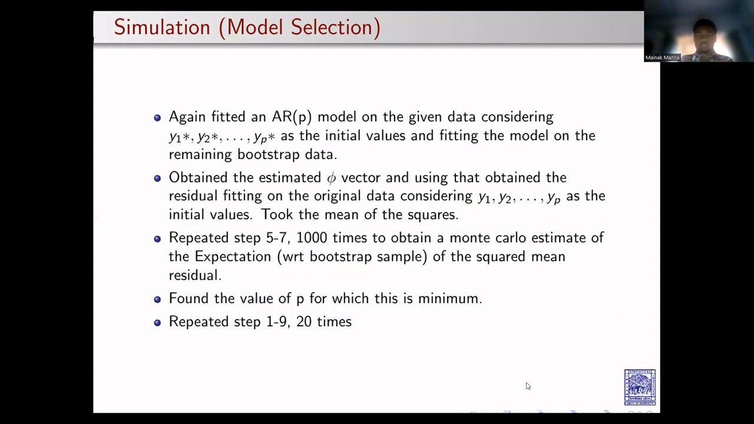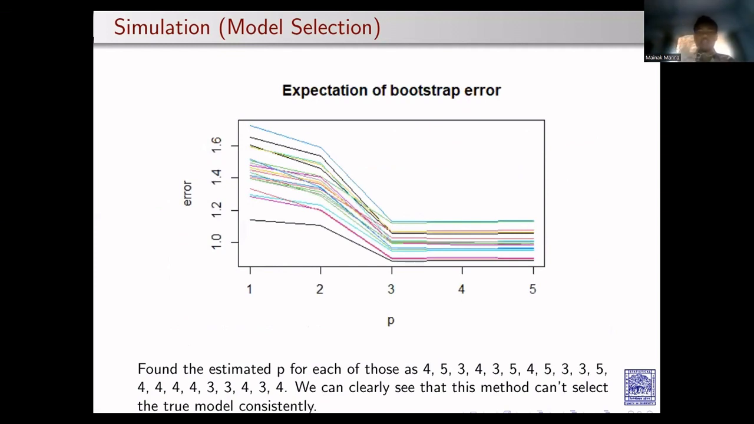In that case, I repeated the experiment 20 times. In each case, for each p = 1, 2, 3, 4, 5, I found the Monte Carlo estimate of that expectation by taking the residuals 1000 times, calculating the residual sum of squares, and taking its mean.